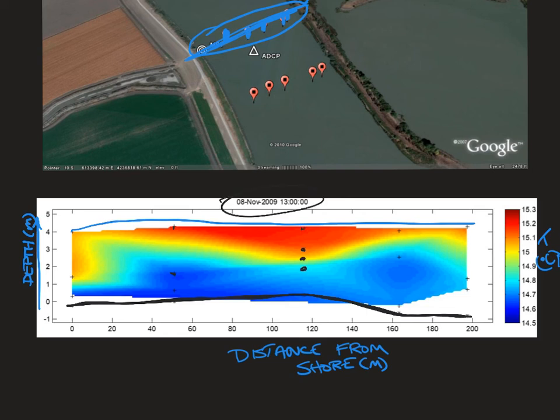You can see this was on November 8th, 2009 at 1 o'clock in the afternoon. Near the surface it was about 15.3 degrees, so all this red is about 15.3 degrees, and down near the bottom, 14.5 degrees. You can imagine, most of you have swum in a river or a lake, and if you're just minding your own business, your feet get a little bit cold. So this would be macroscopic variation of the fluid.